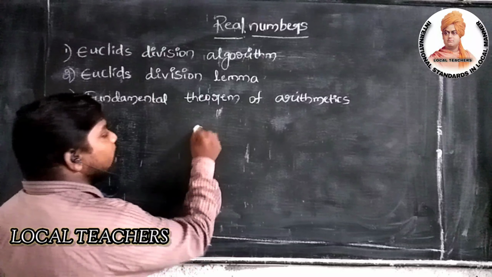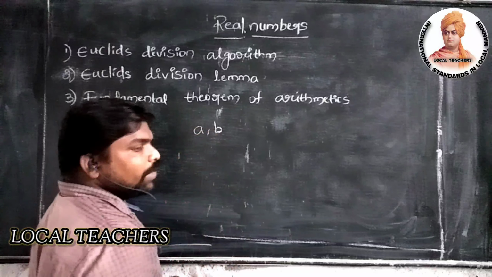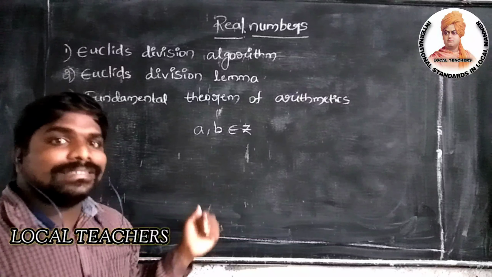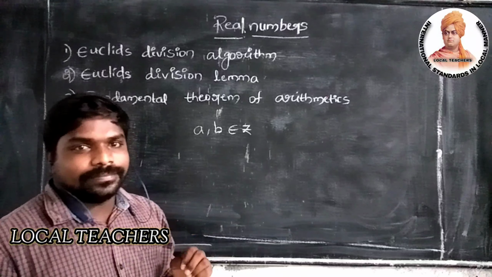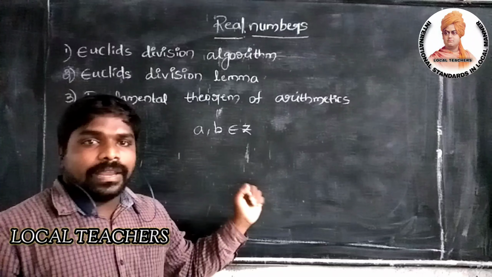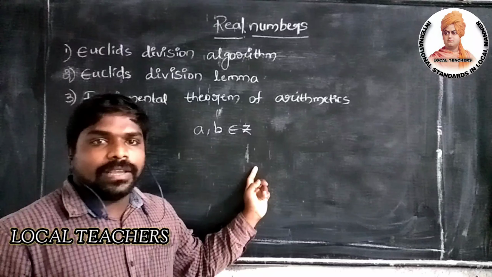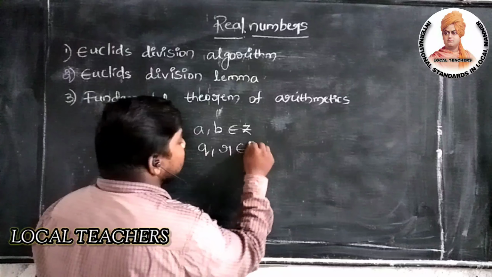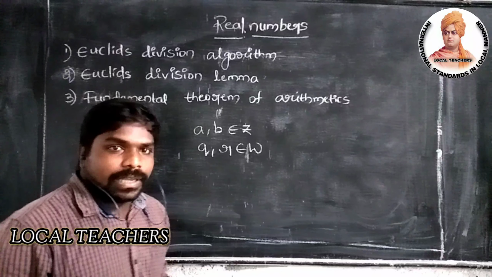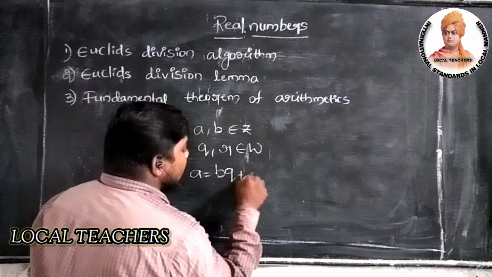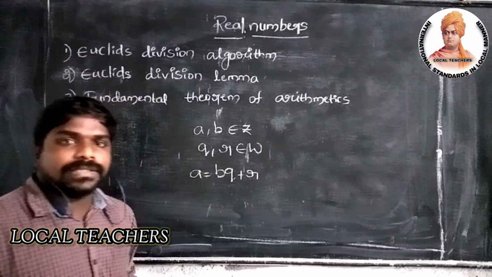If we have two integers a, b, which belong to integers, there is a unique relation between a and b. A can be written in terms of b by using two whole numbers q, r, which belong to whole numbers, in such a way that a is equal to bq plus r. A is equal to bq plus r.